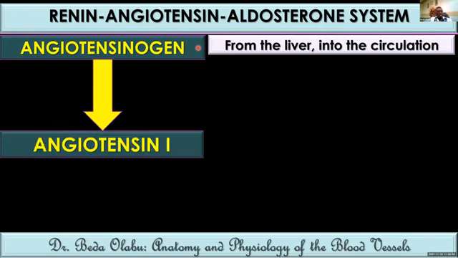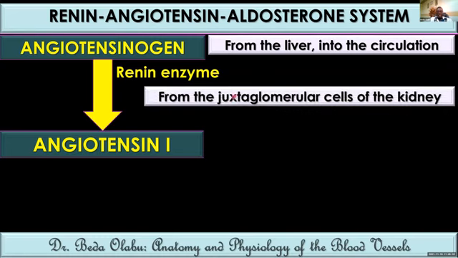Angiotensinogen becomes converted to angiotensin 1 in the circulation. The conversion of angiotensinogen to angiotensin 1 is facilitated by an enzyme called renin. Renin is an enzyme that comes from the kidney. The cells of the kidney that produce renin are called the juxtaglomerular cells.